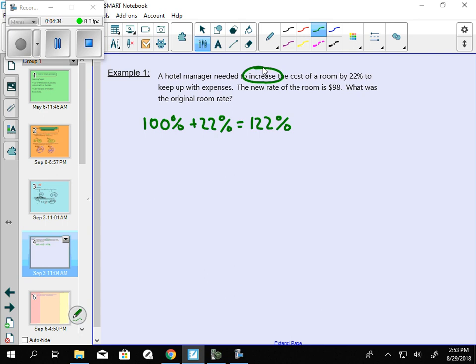So we can solve a problem like this with a simple proportion that you've done before. So percentages, here we got 122, are always out of 100. Okay. Now we want to put that equal to the other information we have.